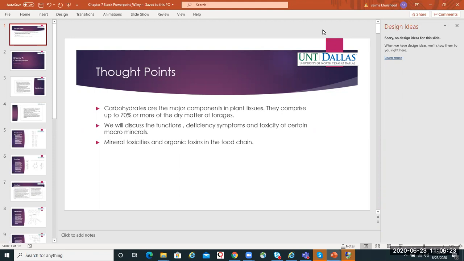We will be discussing the functions, deficiency symptoms, and toxicity of certain macrominerals in our second chapter. And then we will also discuss the mineral toxicities.